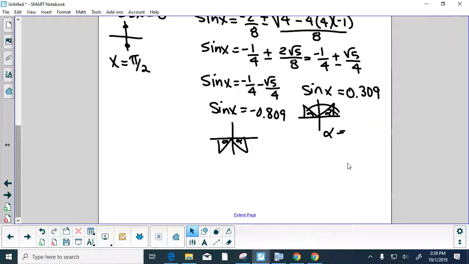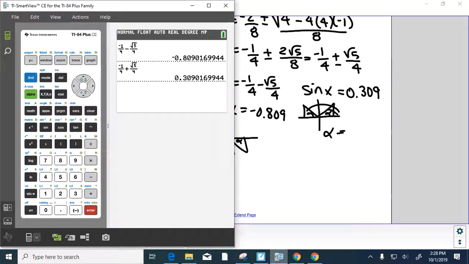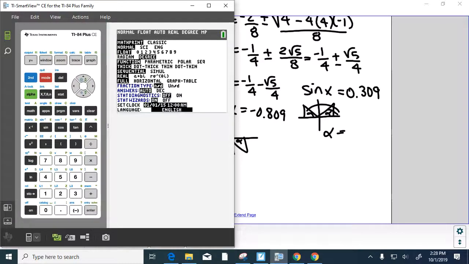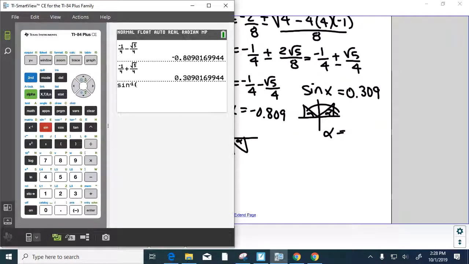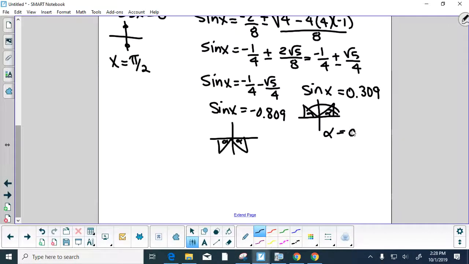So what's alpha? It's going to be in radians. Am I in radians? I'm in degree mode. So inverse sine of this, which is 0.314 roughly. So this is going to be x. X equals 0.314, and then x is going to equal pi minus that.